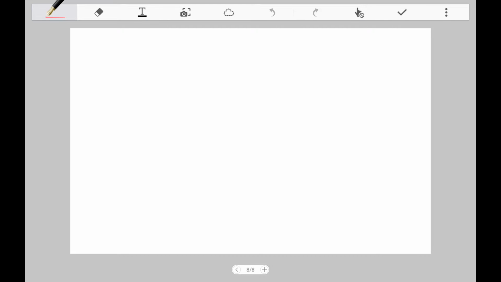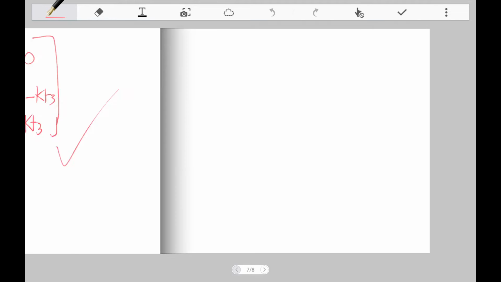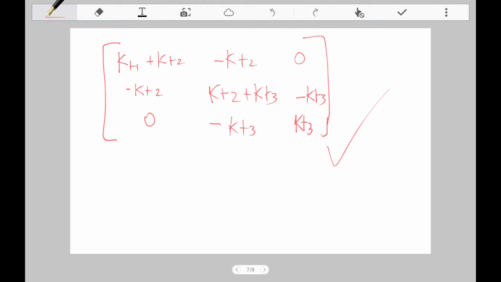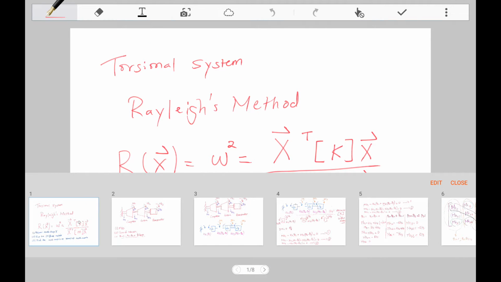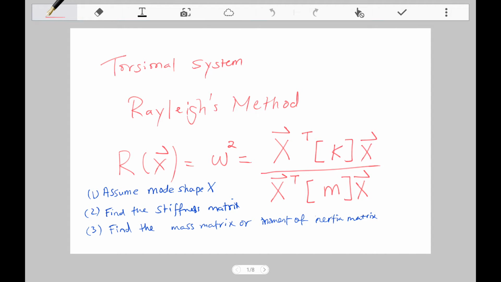Alright, welcome back everyone. So let's get down to using Rayleigh's method, continuing from where we stopped in part 1 of this series. Just to recap, we found the K stiffness matrix, and right now all we have to do is go back and use Rayleigh's formula.